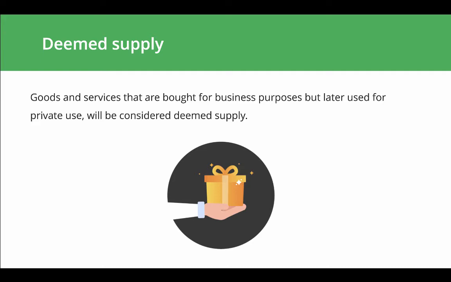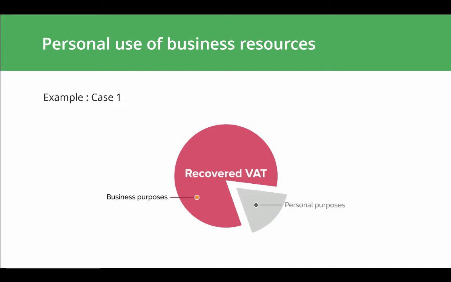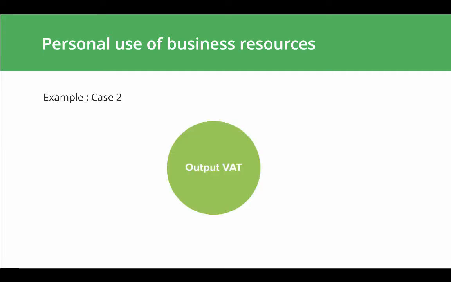Maria owns a digital print shop, so she has a printer which she uses for business purposes, and at times she uses the same printer for personal purposes. How should she handle VAT in this case? She has two options. She can either distribute the input VAT between her business and personal usage and later recover the VAT that was used for business purposes, or she can claim total input VAT and make an output VAT adjustment wherever the printer has been used for personal use.